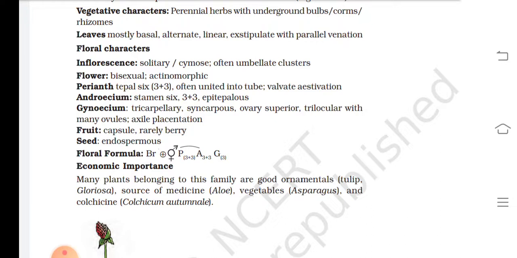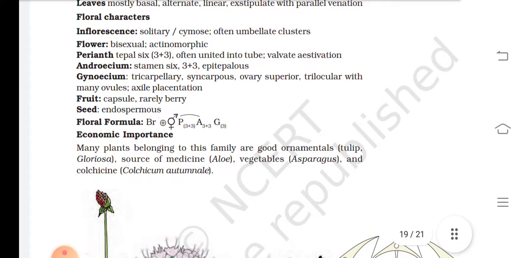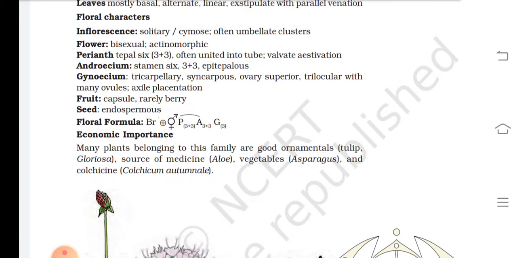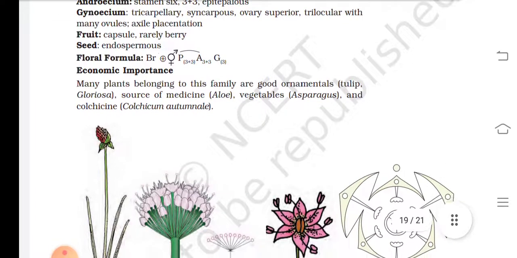Floral character: inflorescence solitary, cymose, often umbellate cluster. Flower bisexual, actinomorphic, perianth tepals 6, 3 plus 3, often united into two whorls, valvate aestivation. Androecium stamens 6, 3 plus 3, epipetalous. Gynoecium tricarpellary, syncarpous. Ovary superior, trilocular with many ovules. Axile placentation. Fruit capsule, rarely berry. Seed endospermous. Floral formula is given in the book, you have to see.